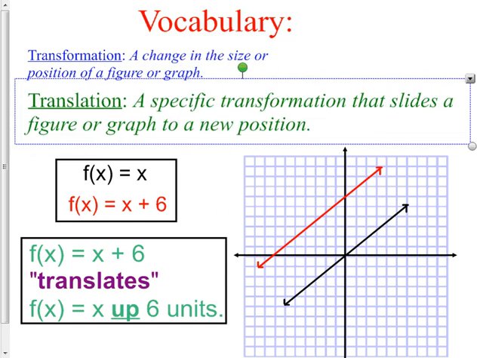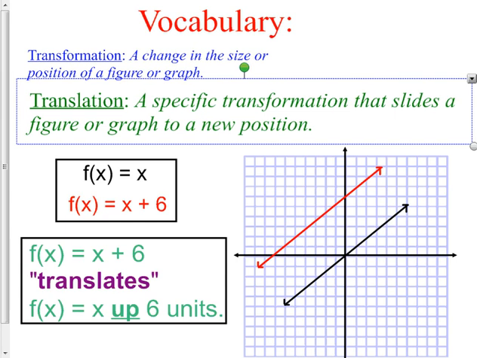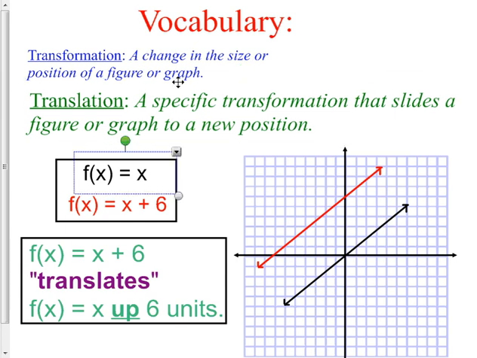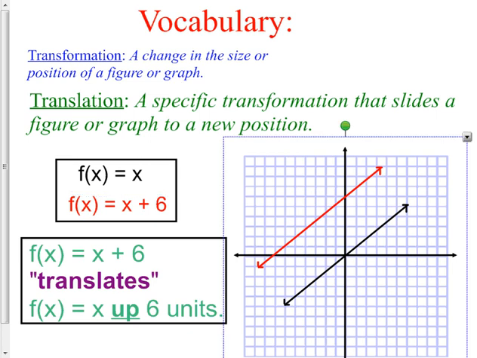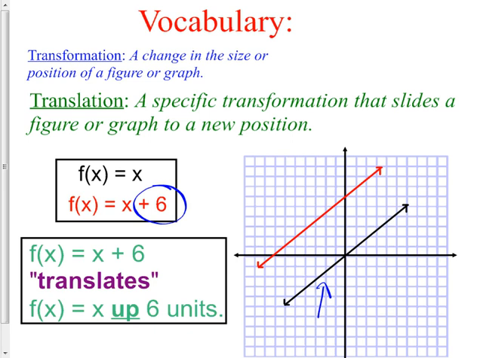It cannot change size. Okay, so here's a function, f of x equals x. That's a function. And that function is this black line right here. That one. Okay, and if I do this to it, I move it up 6, and that becomes the red one. If you just move it straight up, that's how it becomes this other function. It just slides up 6.